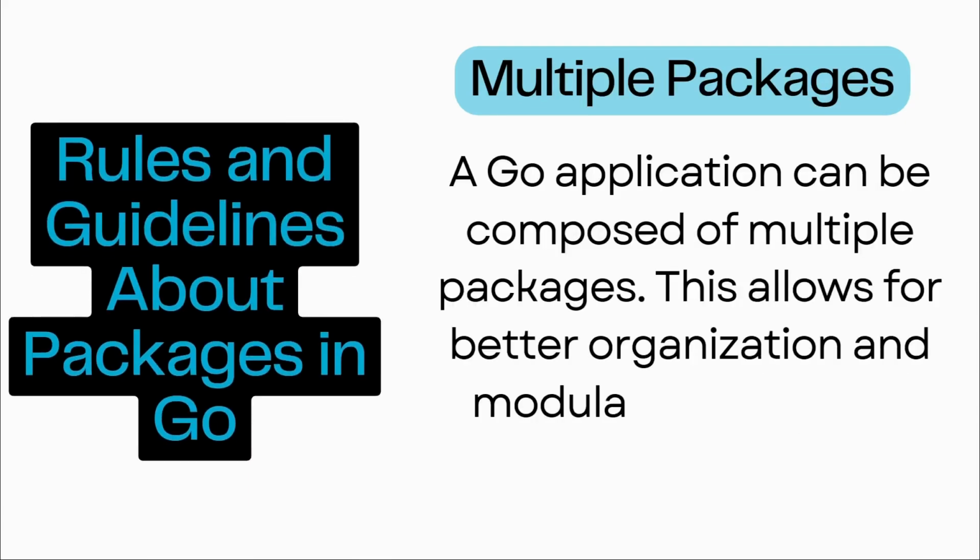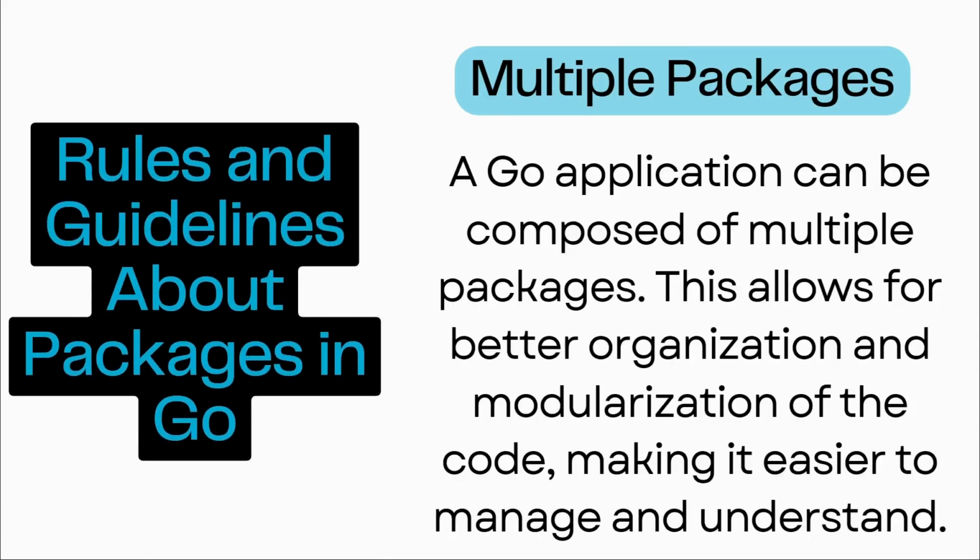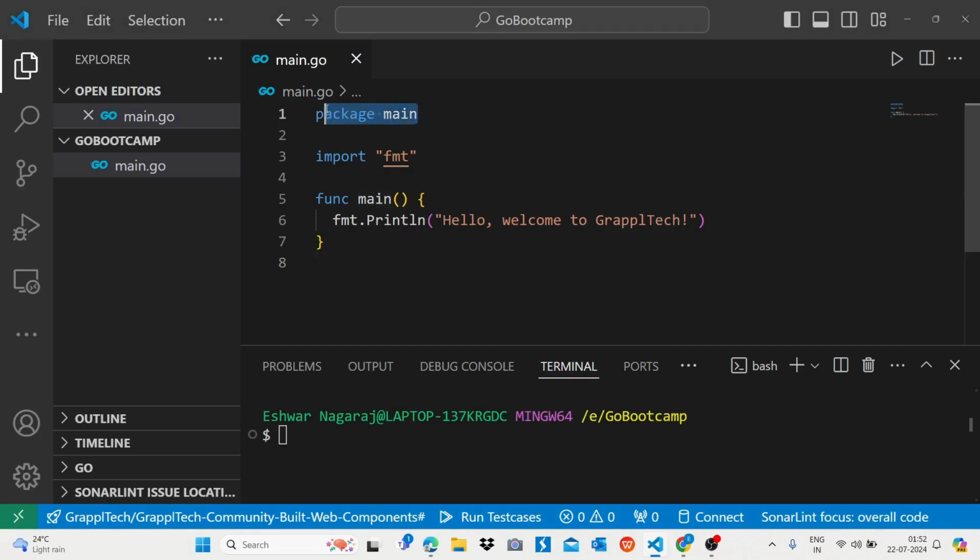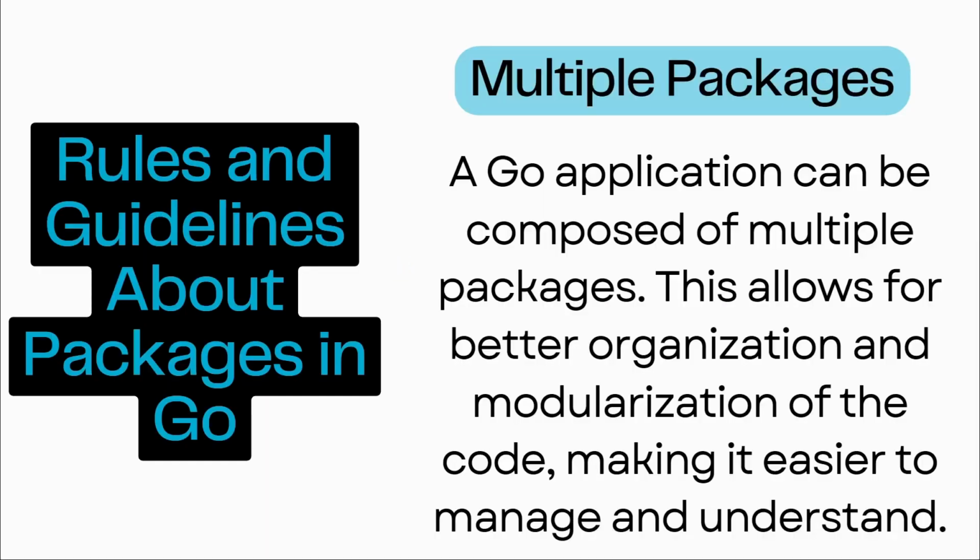And what's the second rule? You can have multiple packages. Every Go application can be composed of multiple packages, which allows for better organization and modularization of code. Here we have package main, and in the same way, for this Go application, you can have many other packages as well. You can organize your files in different packages so that it will be easy to understand and easy for others to use. So you can have multiple packages in a single Go application.